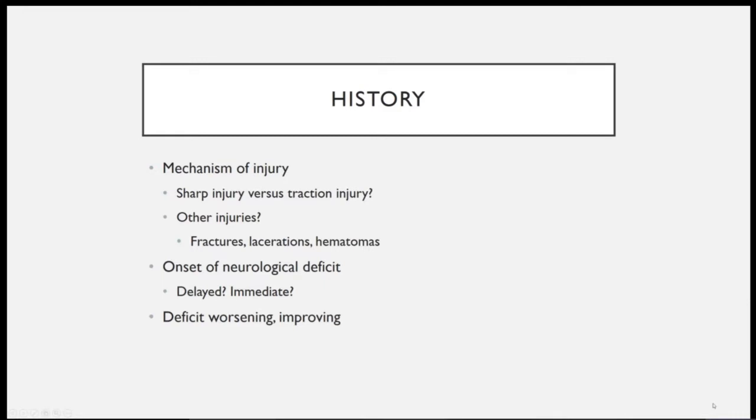Is the neurological deficit delayed, or is it immediate? A delayed deficit goes along more with an idiopathic neuritis or Parsonage-Turner syndrome, which is something you don't want to operate on right away, if at all. Or is it immediate, which would fit more with the injury and the weakness going along with one another? Is the deficit improving? Is it worsening?